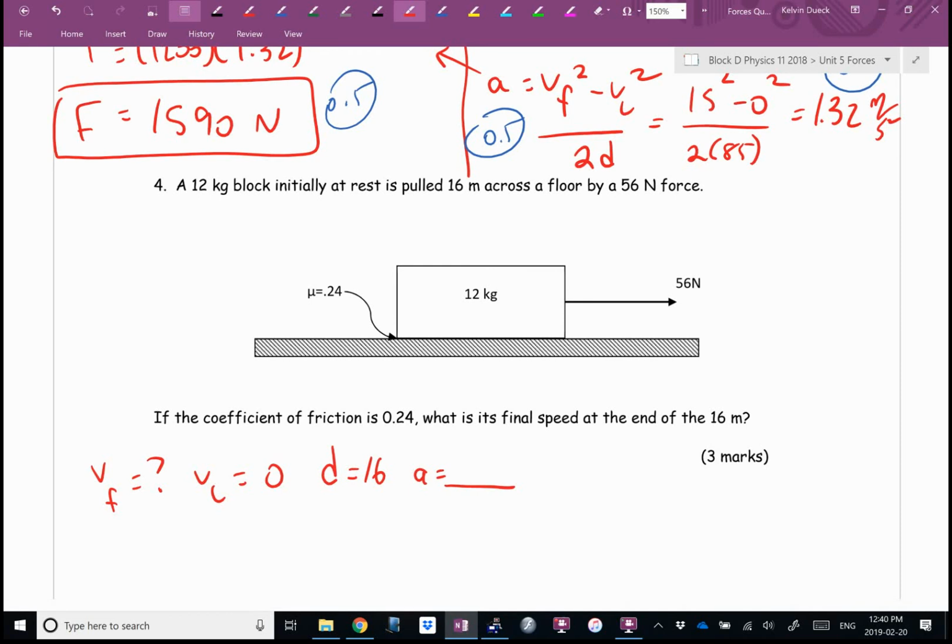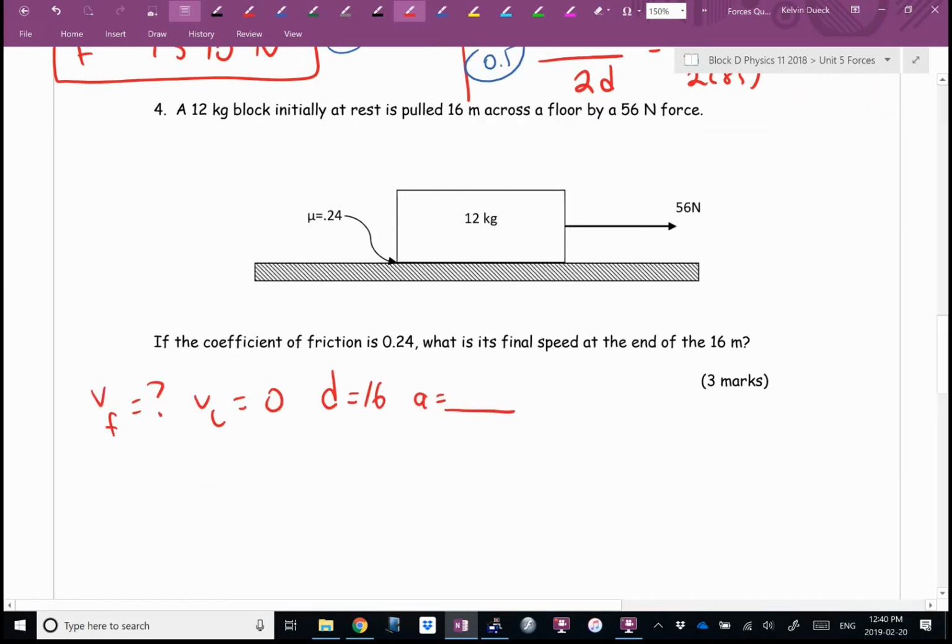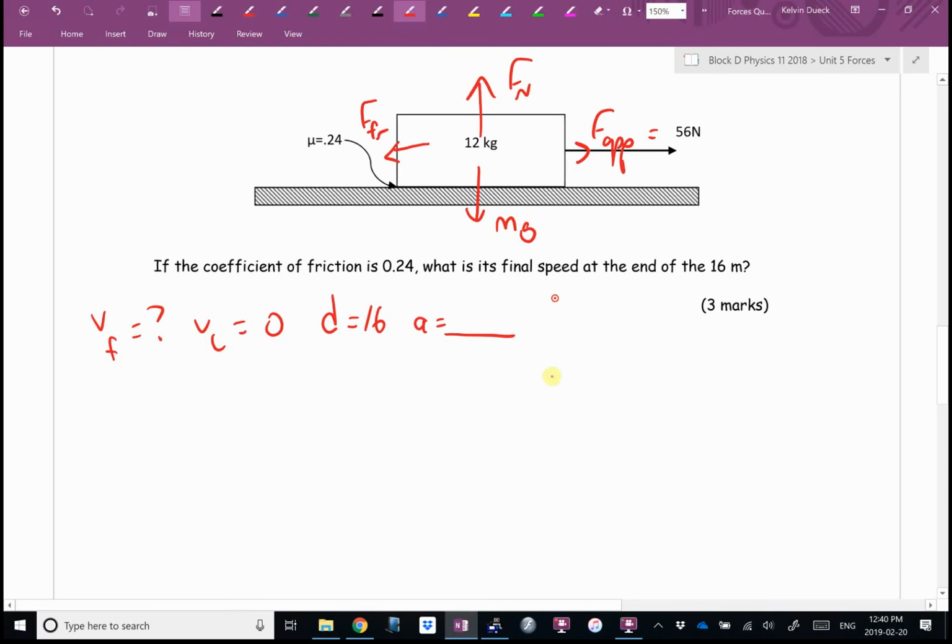This is a job for a free body diagram. How did I know that? I see an applied force. There's a coefficient of friction, so that means there's a force of friction. What are the forces acting on this? mg down, normal force. I have F applied is 56, and I have friction. I'm going to try and get the acceleration over here. Who's winning? F applied. Who's losing? Friction. What's that equal? ma.